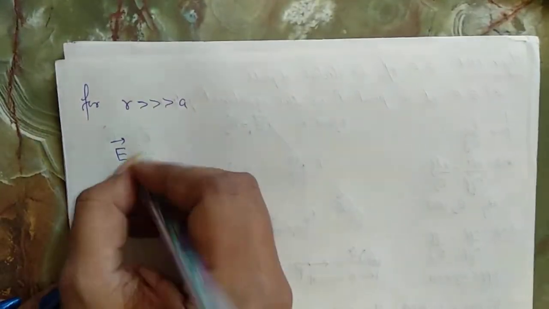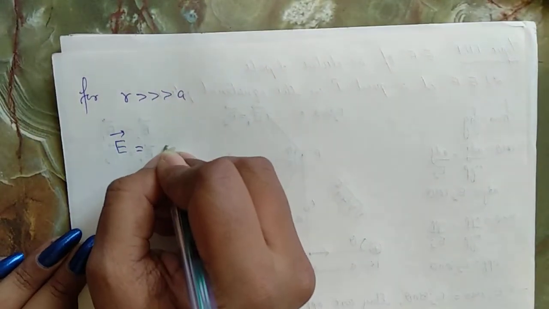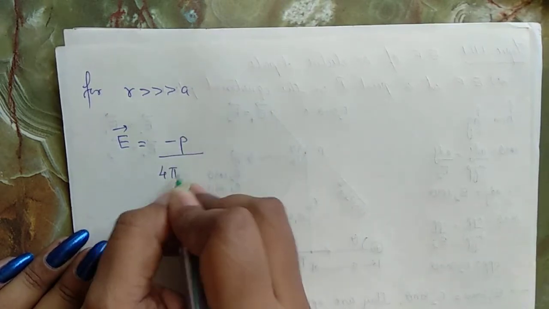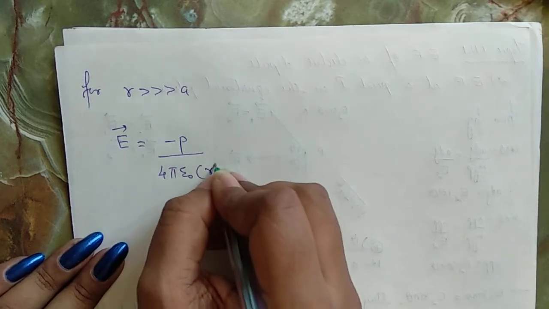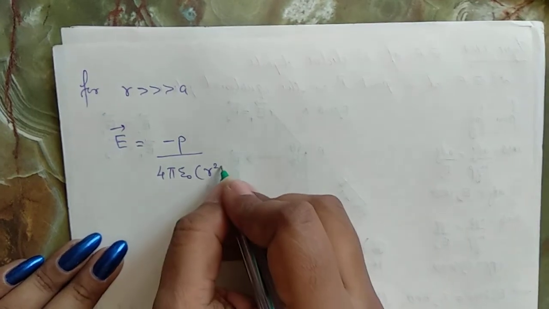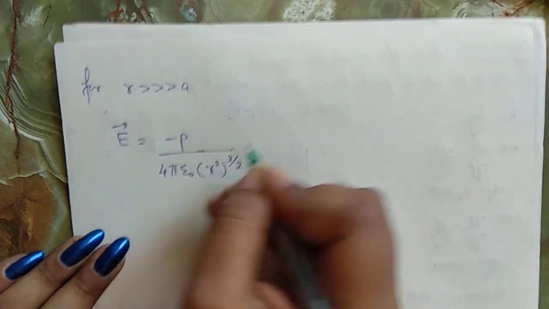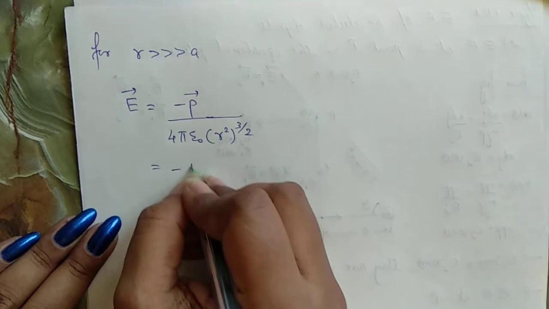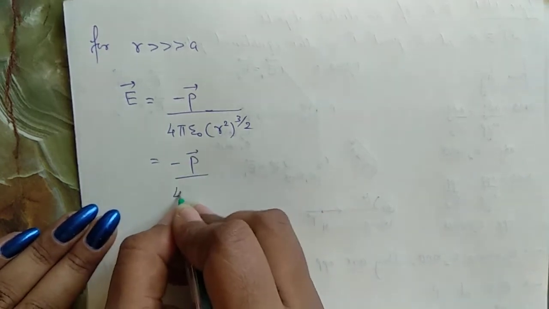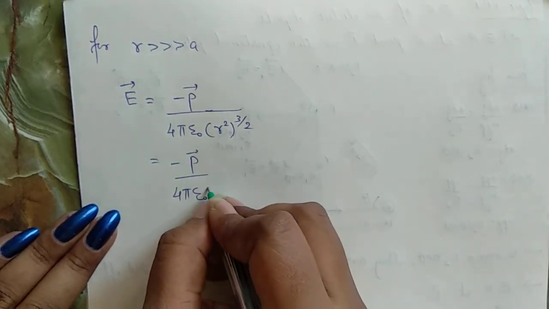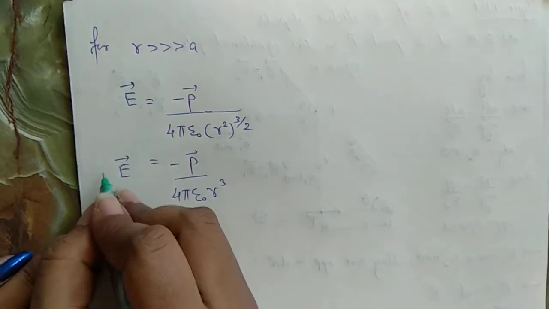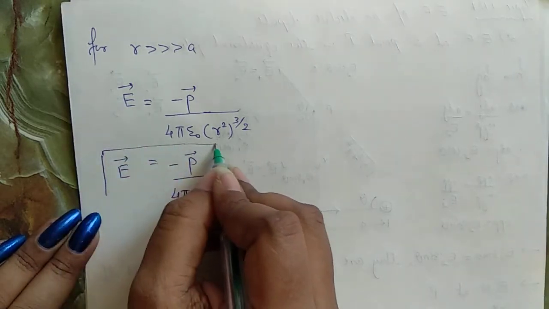So we'll be left with vector P upon 4 pi epsilon naught r square plus a square was that which we have neglected. This is the power. This 2 will get cancelled. So we'll obtain this equation. So this is our required equation.